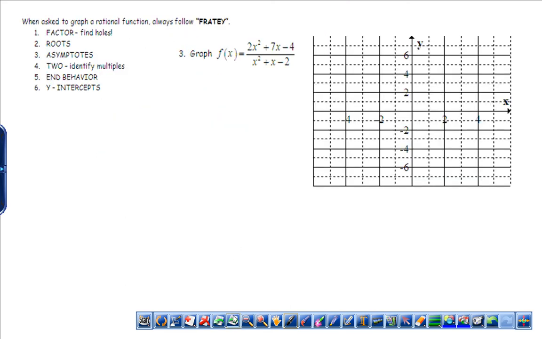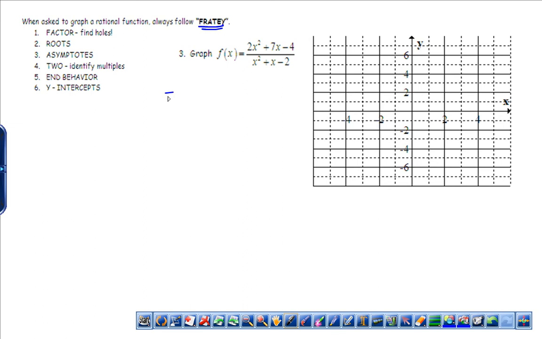Okay, now let's go ahead. You picked up a paper in class today that explains this right here that I'm about to talk about. Frady. Find everything in order to graph a problem. So the first thing that Frady says to do is to factor. And factoring helps you find any holes in your graph as well. And these are called discontinuities.